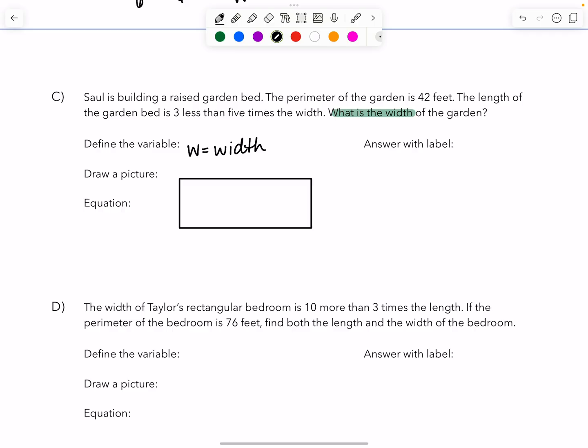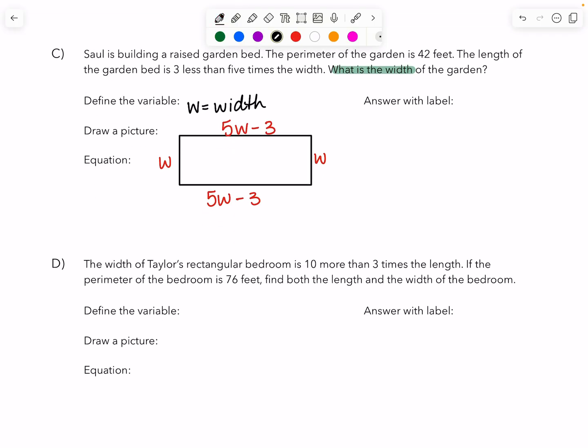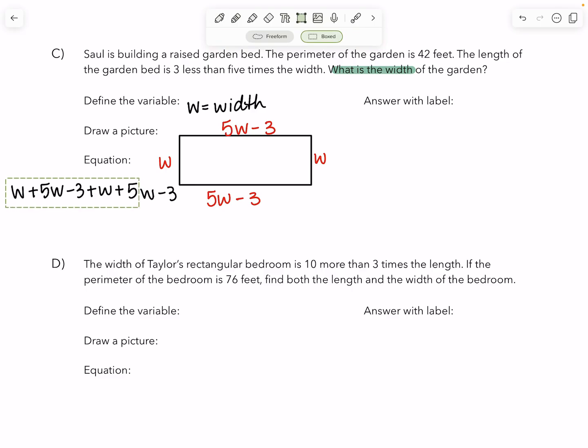All right, the length of the garden bed is 3 less than 5 times the width. So 5W minus 3 is my length. This is my width, 5W minus 3. All right, now my equation: W plus 5W minus 3 plus W plus 5W minus 3, and then it equals 42 feet.